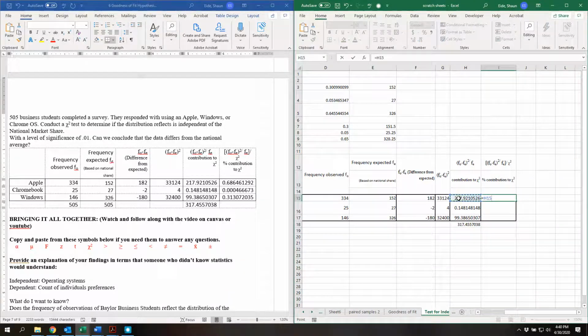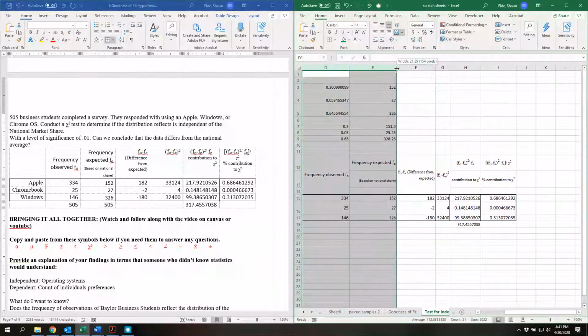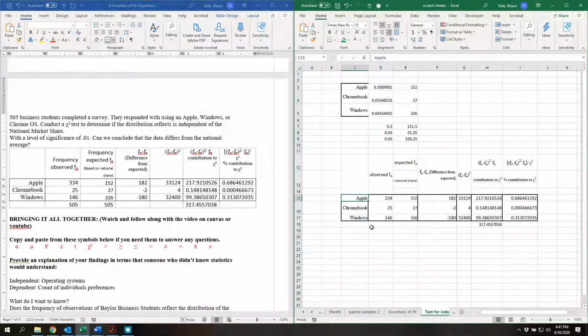Now if we want to know what is the percent of chi-squared, we're going to take each individual observation's contribution to chi-squared, and we are going to divide that by the total of chi-squared. So what this tells us is that each one of these contributes a little bit to this chi-squared value. This one contributes 68%. Basically, Apple computer contributes 68% of the chi-squared difference score compared to all the other ones. So Apple is really the biggest one.